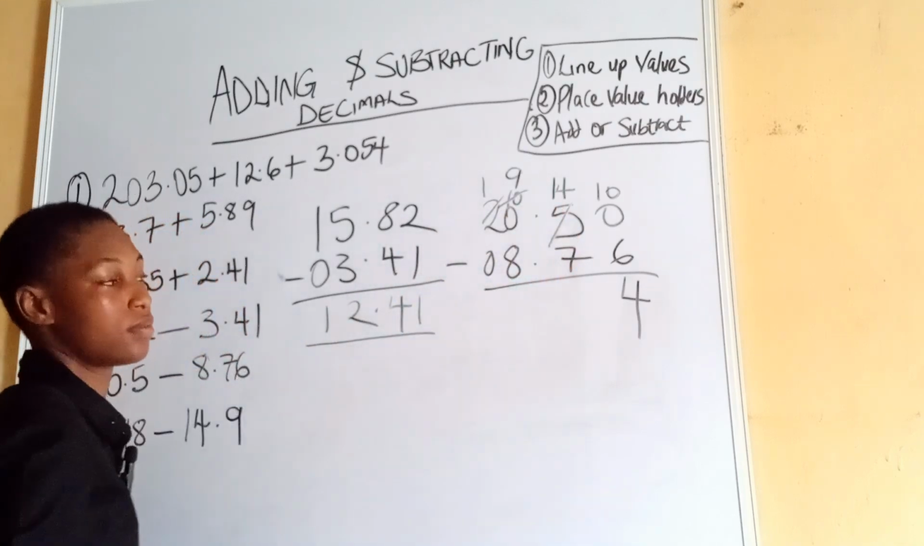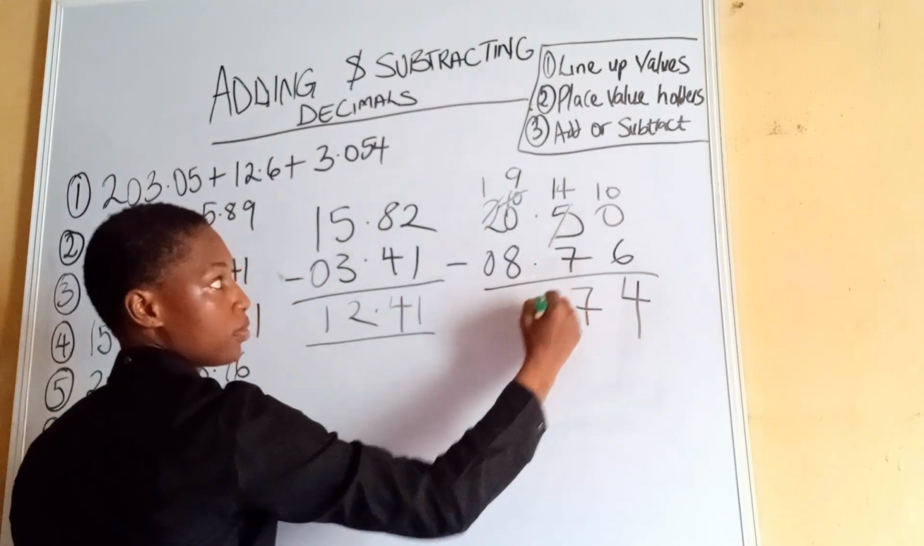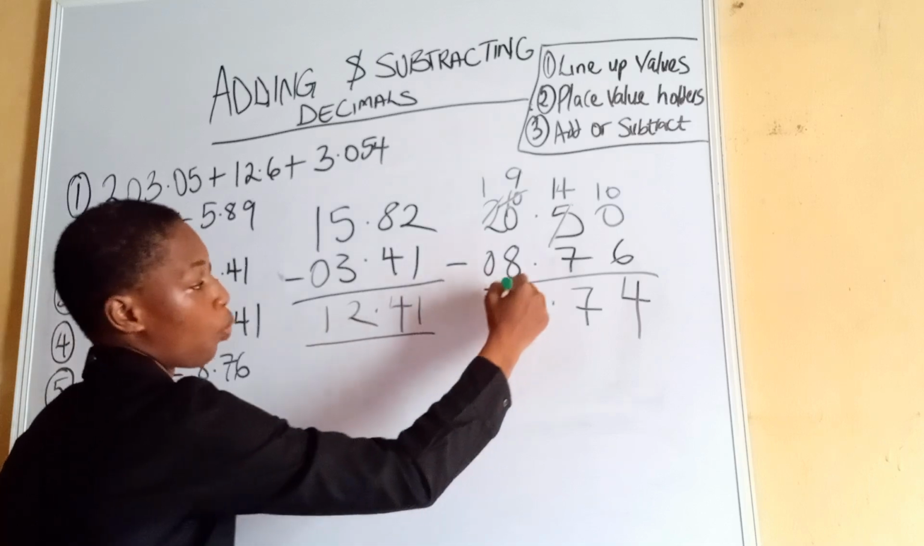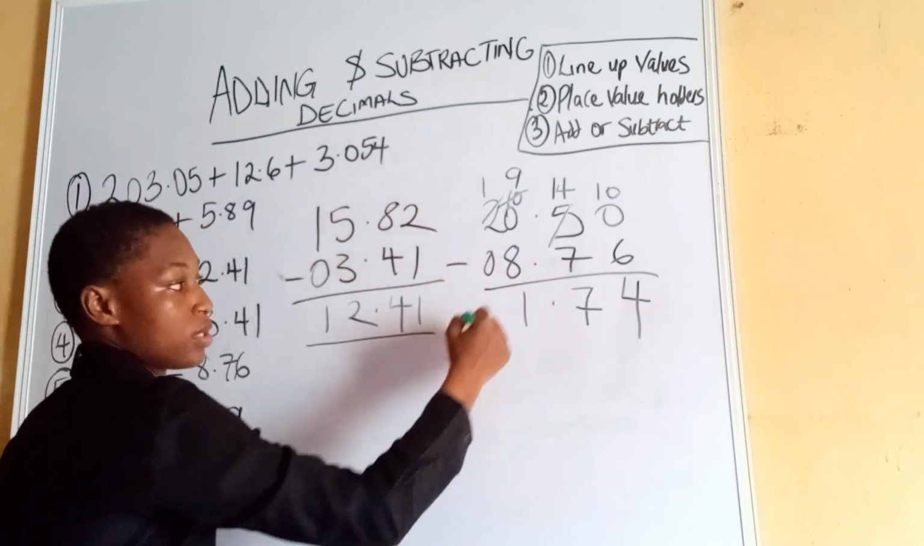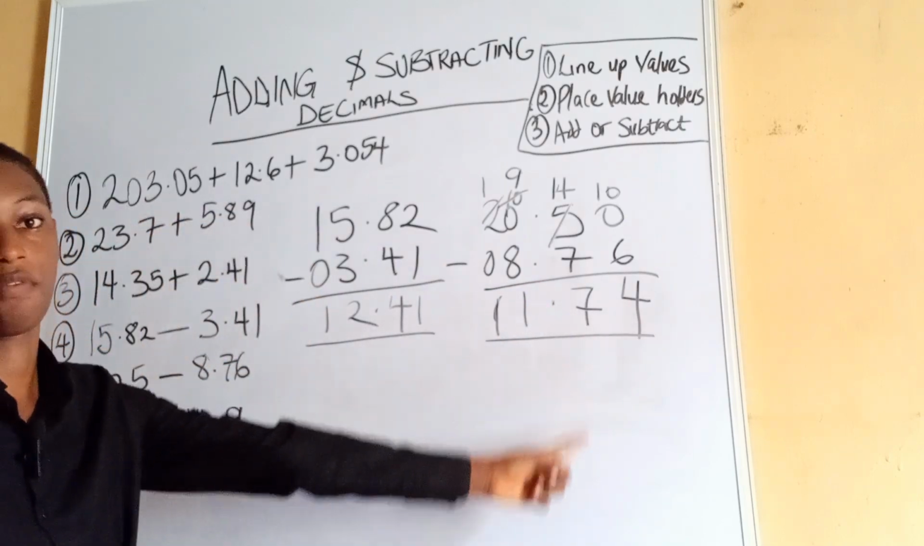14 minus 7, that's 7. And then you bring down your decimal. 9 minus 8 is what? 1. 1 minus 0, that is 1. So your final answer is 11.74.